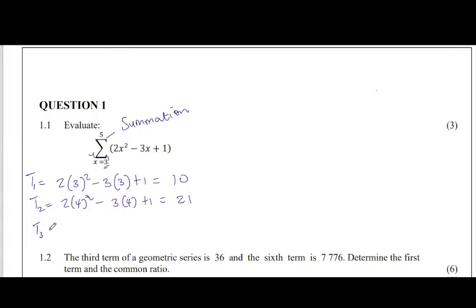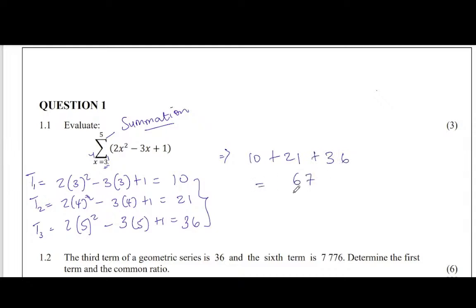And then the last term, which is T3, is where x is a 5. So it's 2 times 5 squared minus 3 times 5 plus 1. That's 5 squared is 25, times 2 is 50. 50 minus 15 is 35, plus 1. I get a 36. Now, since they were telling me to do the sigma or the summation, I have to add up all these 3 terms. So that will be 10 plus 21 plus 36, and I end up with 67. That is question 1.1.